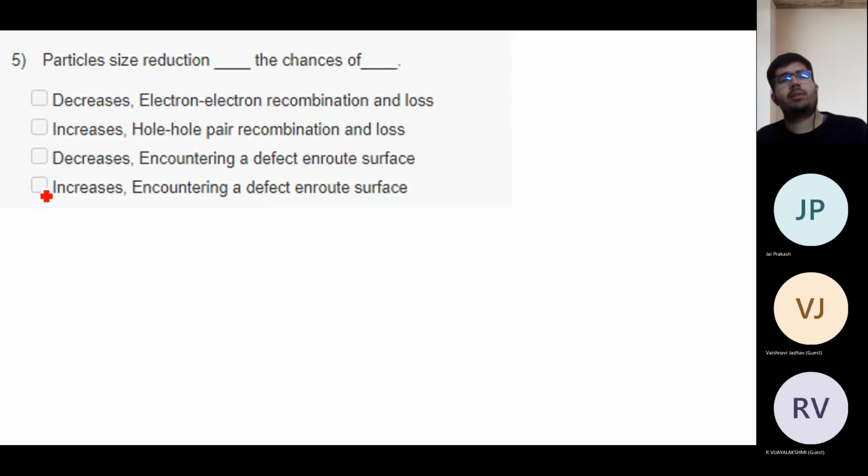Question number 5: particle size reduction decreases the chances of... Take 2 minutes and try to answer. We have discussed this recently.